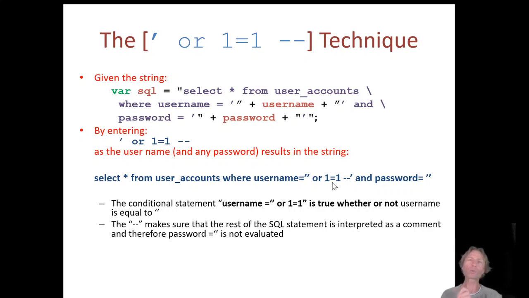Now, 1 = 1 is always true. So in other words, we're going to get all of the records in the database because this will always be true. The conditional statement username equals quote quote, or 1 = 1 will be true regardless of the username. And -- means that we ignore everything that follows. Everything after -- here will be treated as a comment.